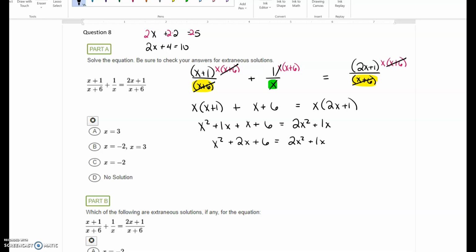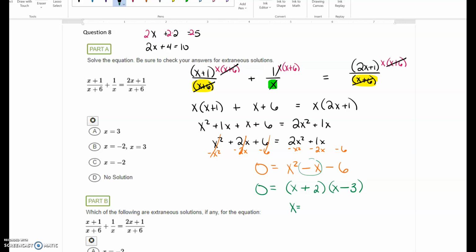Okay, we've got x squared and x, so we need to get 0 on one side. You want to keep x squared positive, so I am going to subtract x squared on both sides, subtract 2x on both sides, and subtract 6 on both sides. Then we need to factor and solve. Two numbers that multiply to give us -6, that's probably 2 and 3. We need to add up to -1, so the bigger number needs to be negative. And that would make our solutions -2 and +3.